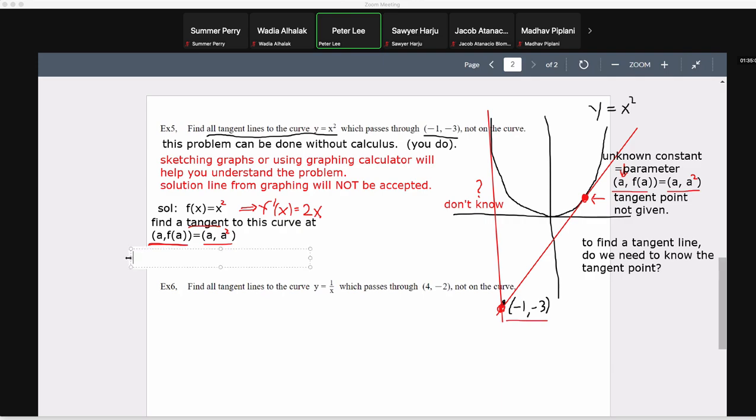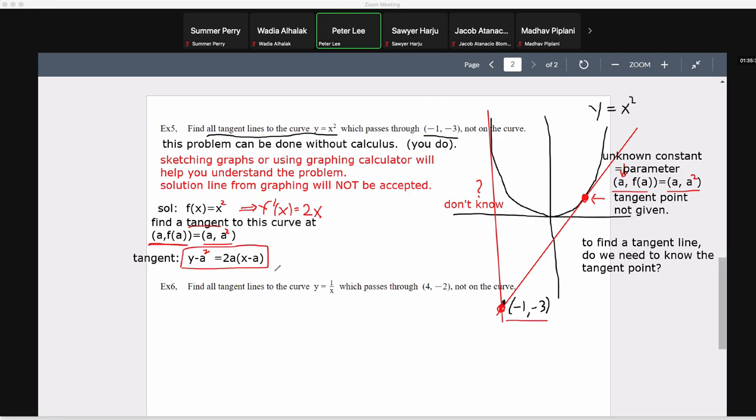Therefore, the tangent line is y minus a squared equals 2a times x minus a. So now this is the first step. Not done yet. First step done.